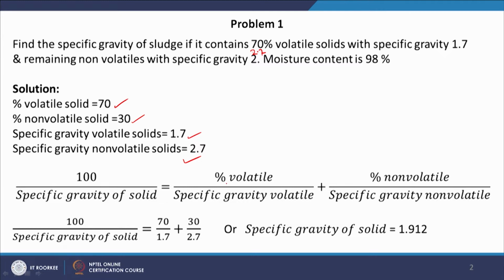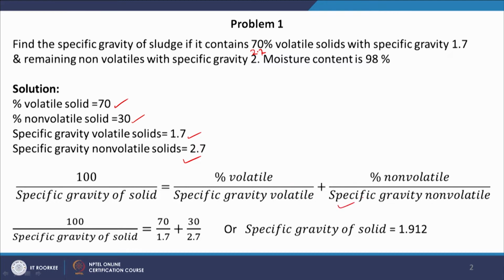So, here percentage volatile in mass divided by specific gravity of volatile, that is the volume of the volatile part of the solid, and percentage non volatile, this is by mass, divided by specific gravity of non volatile. So, this will again be the volume of the non volatile solids. So, this total volume will be the volume of the total solids. Okay. So, this is the basic equation.